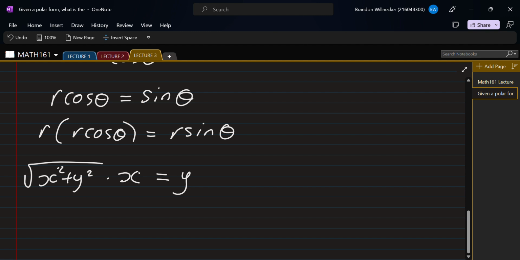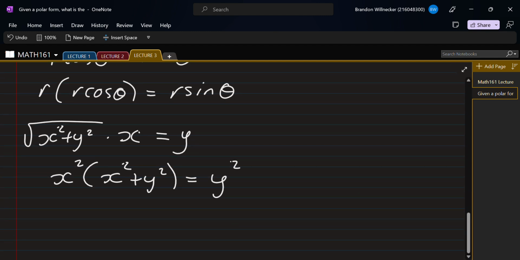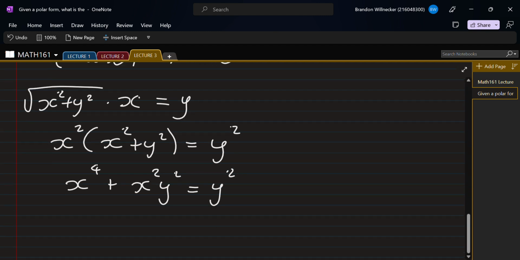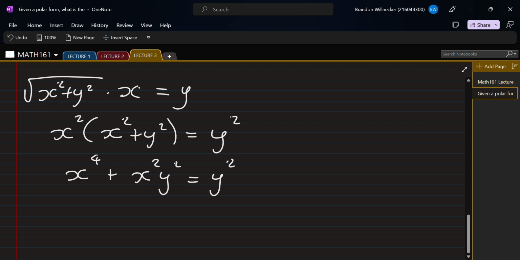Now, if we can solve for y, let's do that. So let's square both sides to get rid of that root. So it's going to be x squared plus y squared, all times x squared, is equal to y squared. Okay, we can distribute. So this gives us x to the 4 plus x squared y squared is equal to y squared. We can take that over to the other side. So we get x to the 4 is equal to y squared minus x squared y squared.